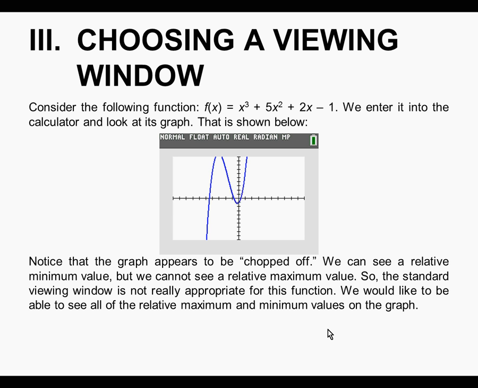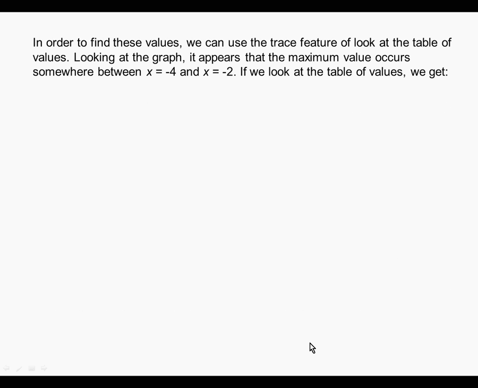So this would not be an appropriate viewing window. Now, there is no such thing as the appropriate viewing window, so we're choosing a viewing window. In order to find these values, we can use the trace feature or look at the table of values to figure out a max and a min.